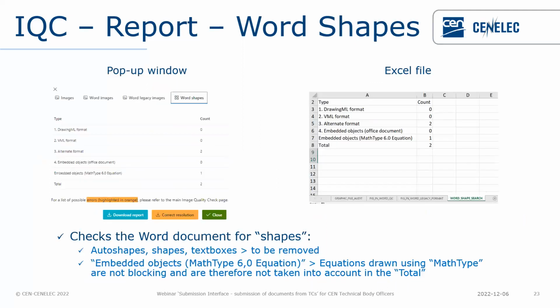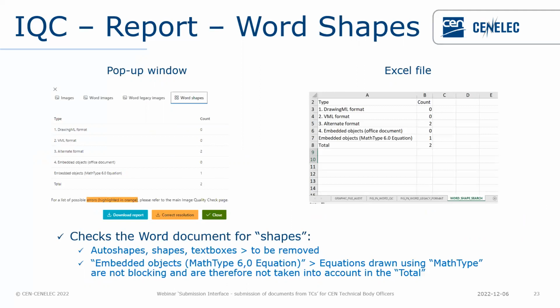And the last tab on the report shows the word shapes. Word shapes are usually auto shapes from Word text boxes. Those are usually entered by mistake, and they have to be removed. I will show you in a moment how to find those.